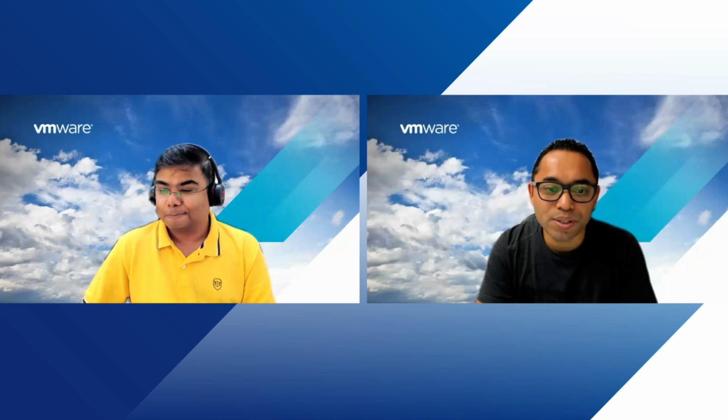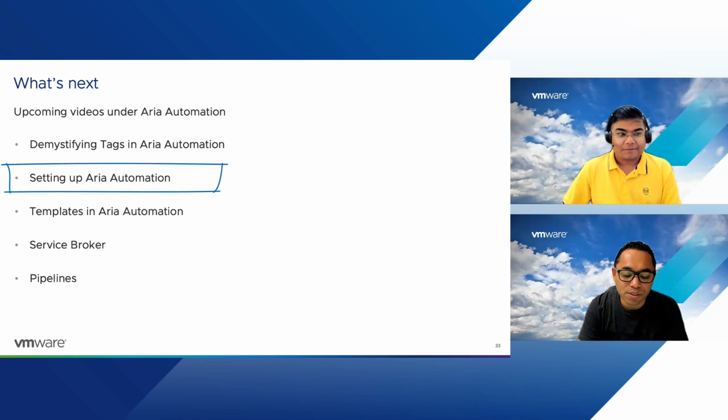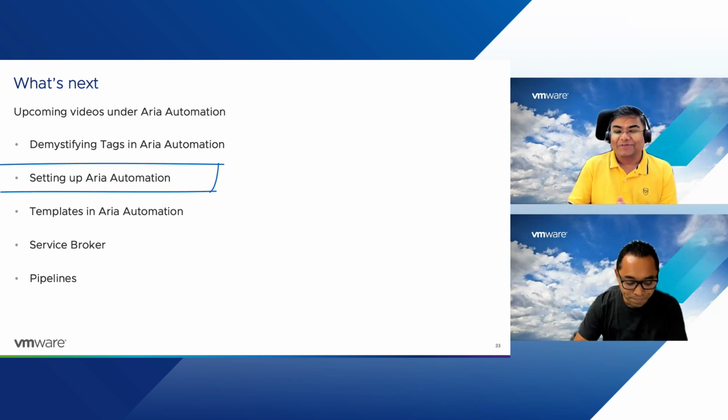Okay, so in today's video, we covered demystifying tags in Aria Automation, and in the next episode, we'll be covering setting up Aria Automation, right? Can you just give us a short sneak peek of what's coming? Yeah, in the demo that I provided, I showed how I have defined all of that. But before even starting there, I had to configure Aria Automation, right? Yes. Configure all those endpoints. So we would get into the deep end of the pool from now onwards. We would show how exactly Aria Automation is configured.